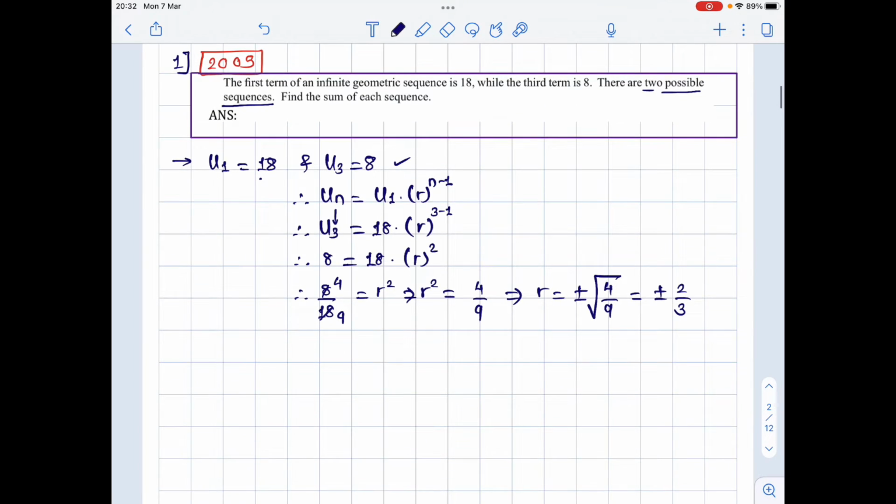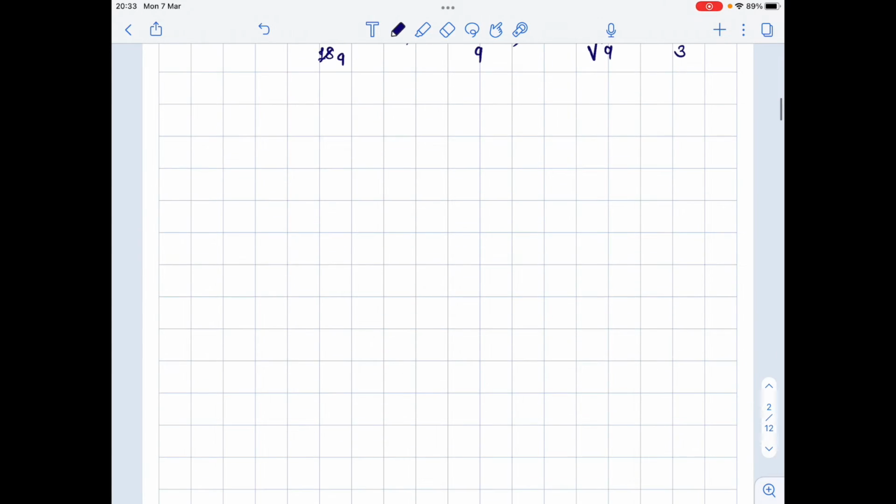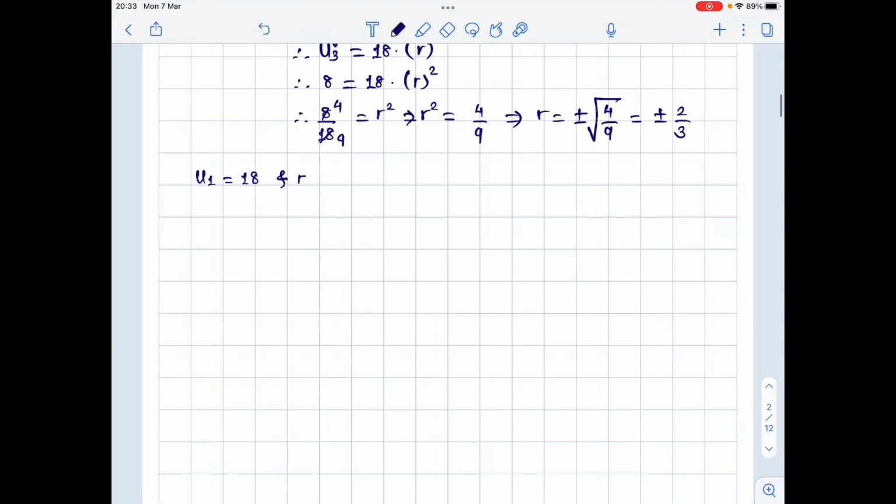Now in both sequences we need to find out the sum, but we cannot use the normal formula of geometric sequence. It's an infinite geometric sequence, so there is only one formula for the infinite geometric sequence. First, u1 is equal to 18 and r is equal to plus 2 upon 3. Second, u1 is equal to 18 and r is equal to minus 2 over 3. Sum of infinite geometric sequence is S infinity is u1 over 1 minus r.